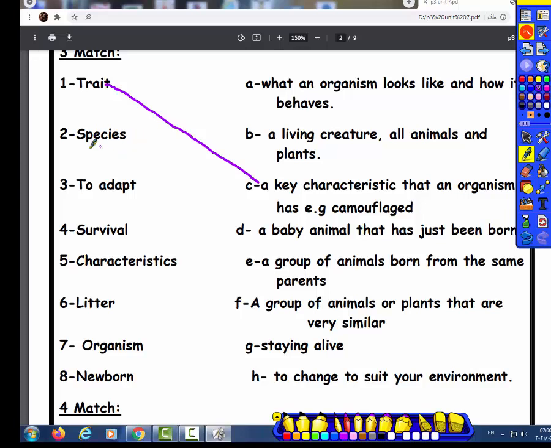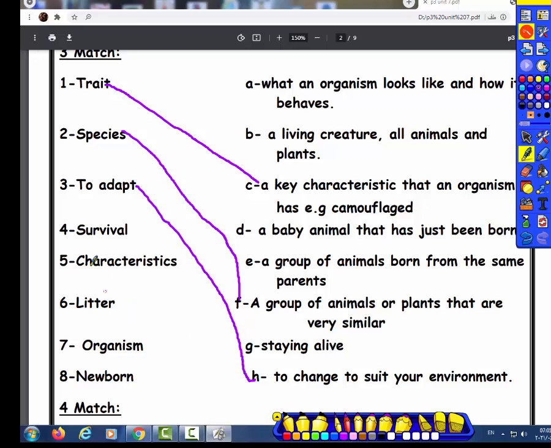Number 2, species. Species, a group of animals or plants that are very similar. Number 3, to adapt. For example, the camel. Do you know the camel? The camel has humps to store food and water. Why? Because the camel lives in the desert, and there is no food and water in the desert. So the camel has to adapt to the environment. Which environment? The environment means the desert, so it's like a home. To adapt means to change to suit your environment.